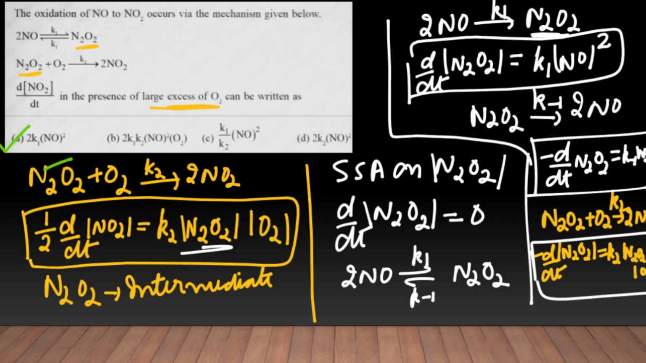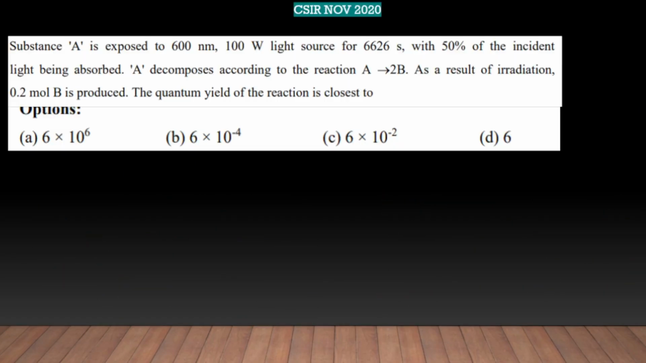Okay, so now moving on to our next question, which is this one. This is from your November 2020 exam. The question says a substance A is exposed to 600 nanometer, 100-watt light for 6626 seconds with 50% of the intensity of the light being absorbed. A decomposes according to this reaction. As a result of the irradiation, 0.2 moles of B is produced. What is the quantum yield?